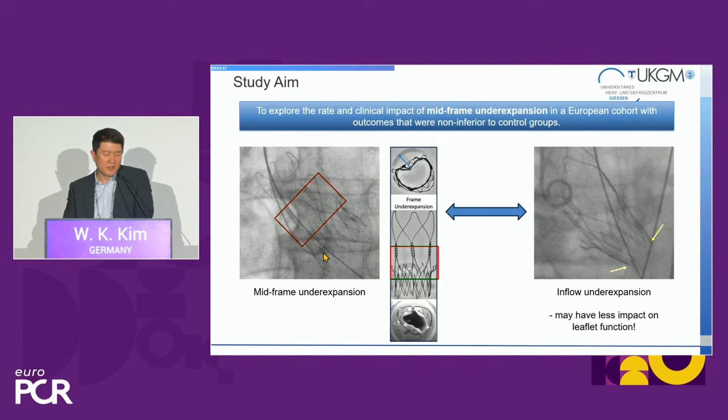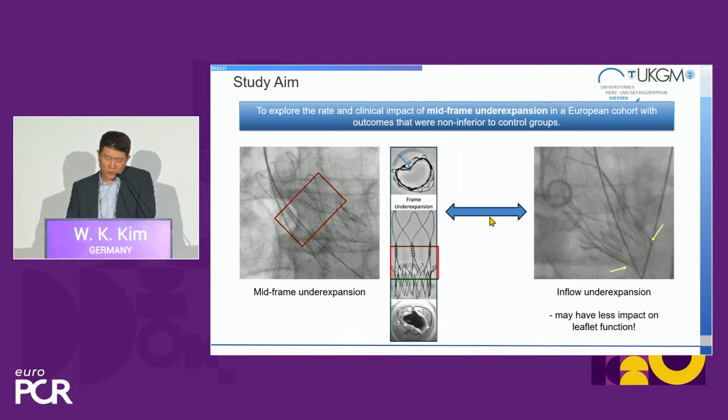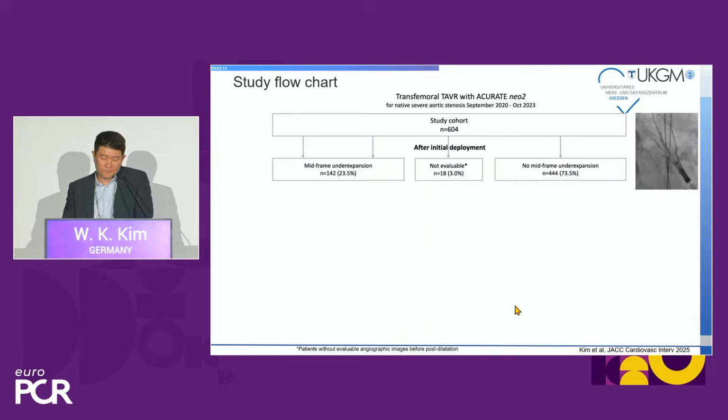Here you can see a very extreme example, and this is what it looks like on the bench, and we have some CT data that look very similar. You can imagine that this would impair both function and mid- and long-term outcomes. And I think this is in contrast to what we knew, inflow underexpansion, and it's just an assumption. I would assume that due to the supra-annular leaflet position, this may have less impact on outcomes.